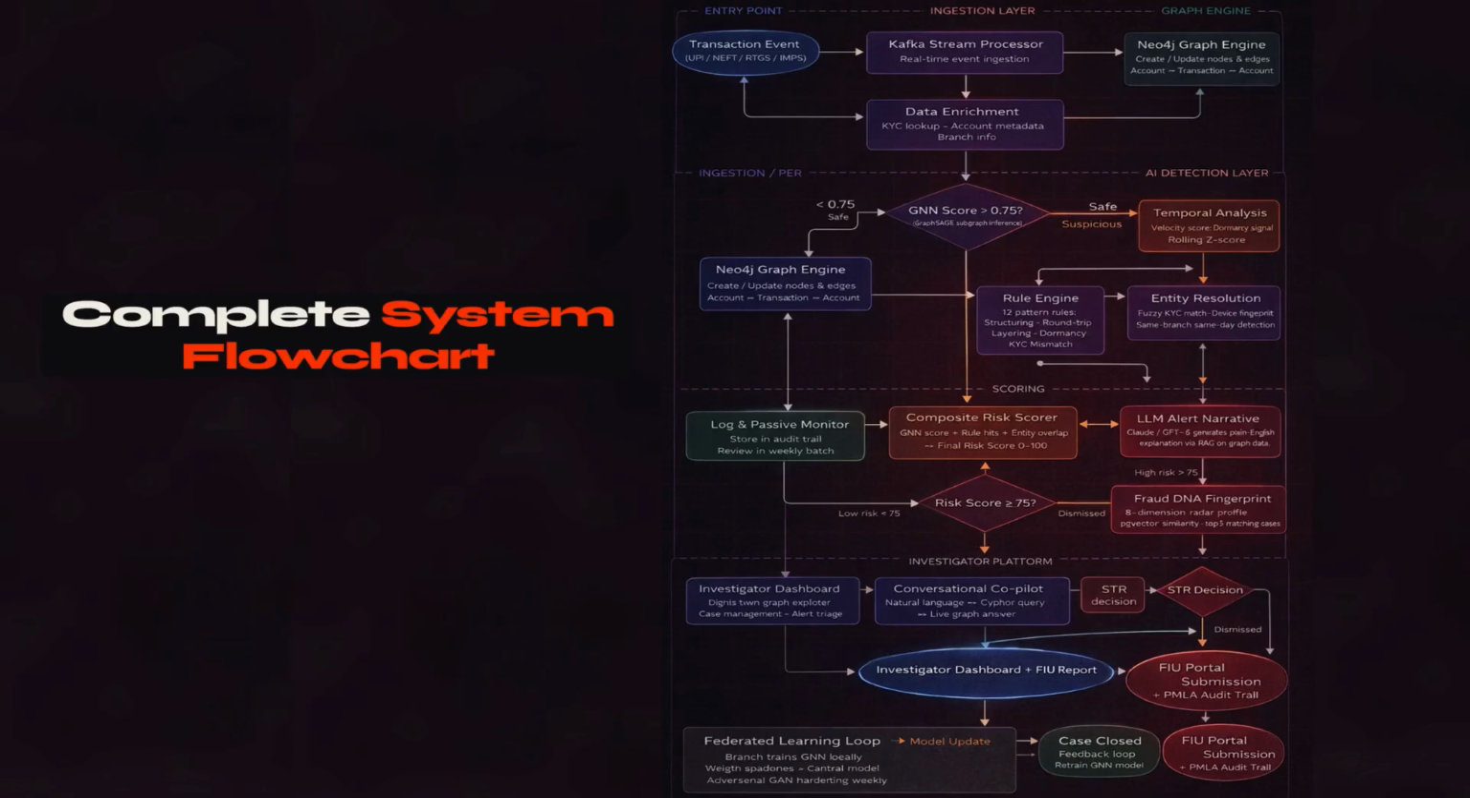Take this demo scenario. Rs 48 lakh enters account A and fans out to 6 accounts in 90 minutes. Our system flags it in 3 seconds. The alert reads: rapid clearing pattern detected across 6 accounts. Funds originated from high risk sources, circular path probability 94%. The investigator clicks one button and the complete FIU report is drafted automatically. Done. Let's be direct about what makes us different.